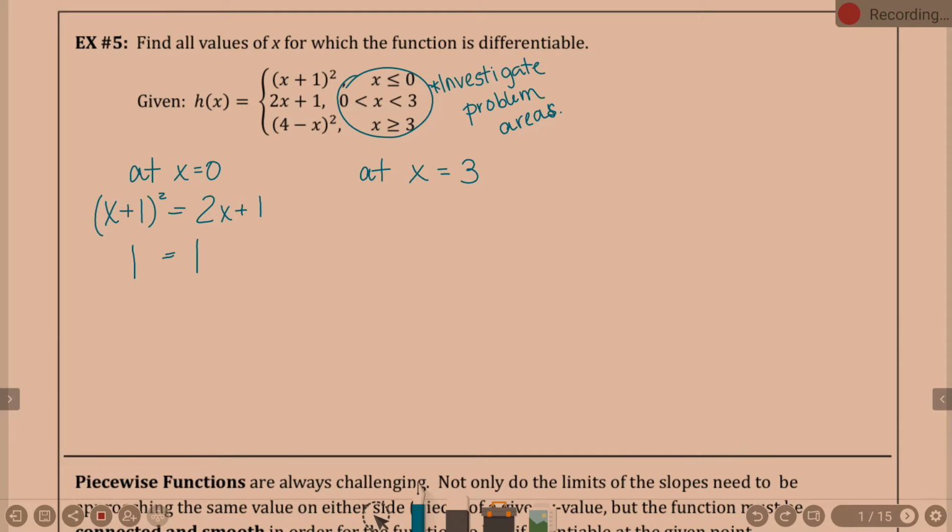Okay? Now, the other piece we have to worry about is at x equals 3. And I may try and sketch a graph here in a moment too that might help. What do you know at x equals 3?